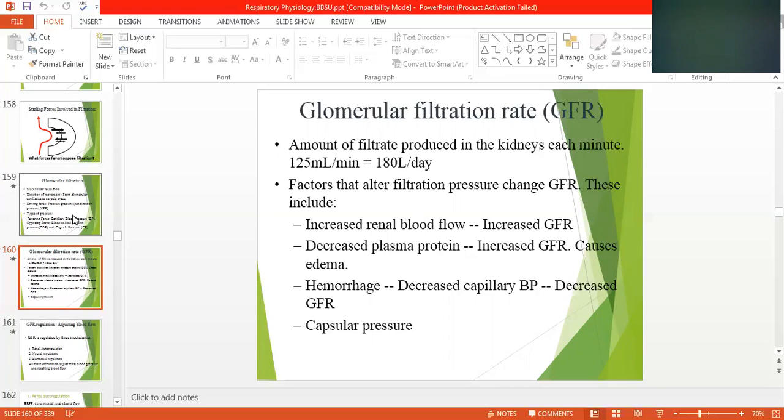Factors that alter filtration pressure, meaning their effect on filtration: increased renal blood pressure increases GFR. As much as the blood is available in the kidney, the higher the glomerular filtration rate will be. Decreased plasma protein increases GFR and causes edema. If less protein is available in the blood, then GFR increases. It means it will filter with more speed and cause edema. Hemorrhage, bleeding, decreases capillary pressure and decreases GFR. Capsular pressure, the capsule of the kidney.